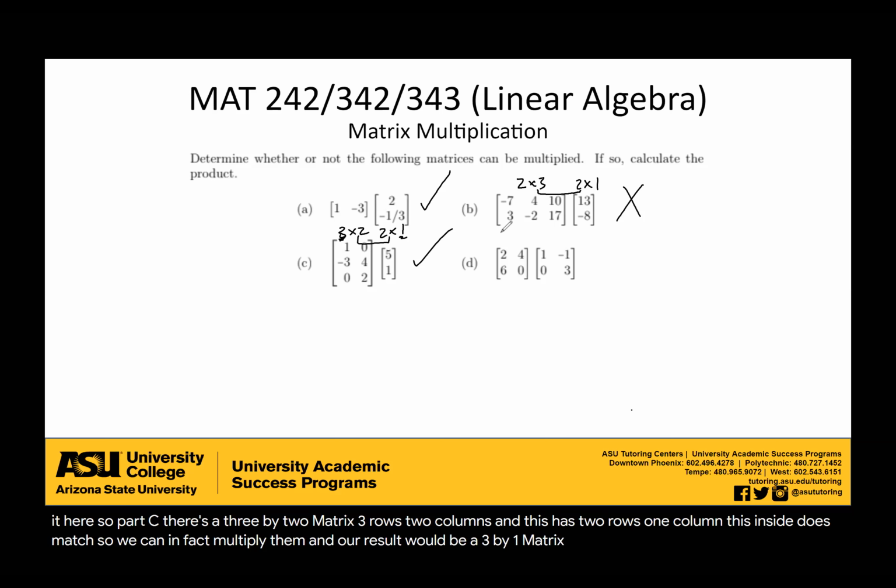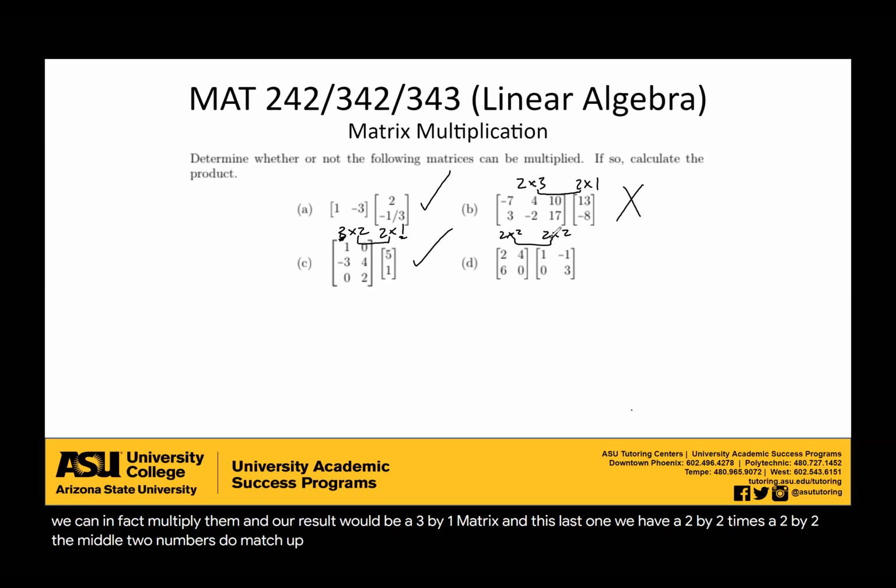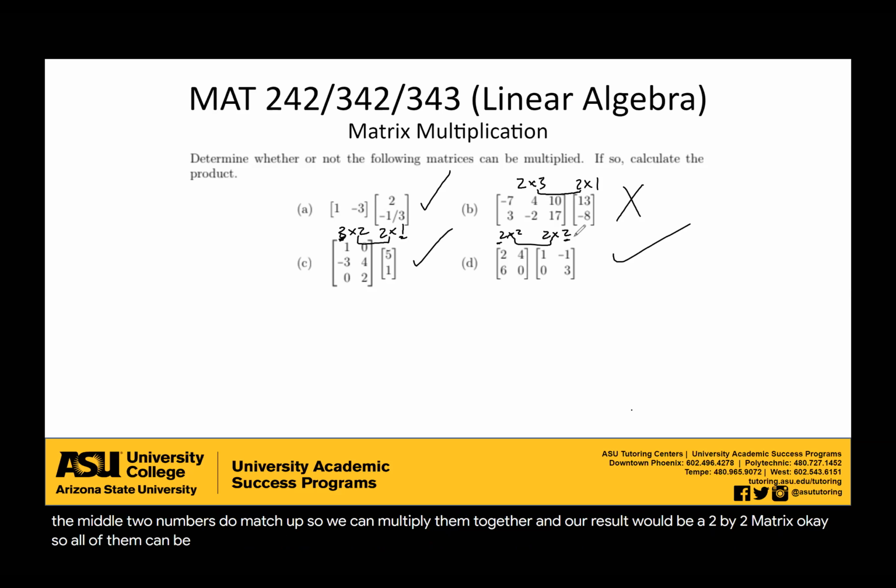And this last one, we have a 2 by 2 times a 2 by 2. The middle two numbers do match up, so we can multiply them together, and our result would be a 2 by 2 matrix. Okay, so all of them can be multiplied together except for B. So let's go ahead and do the multiplications.